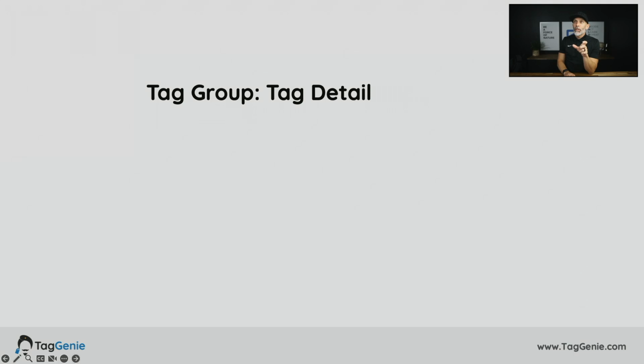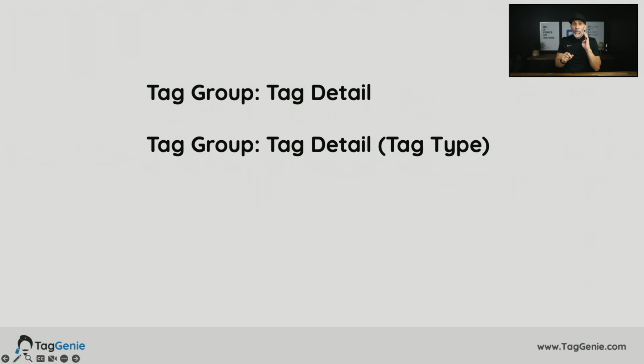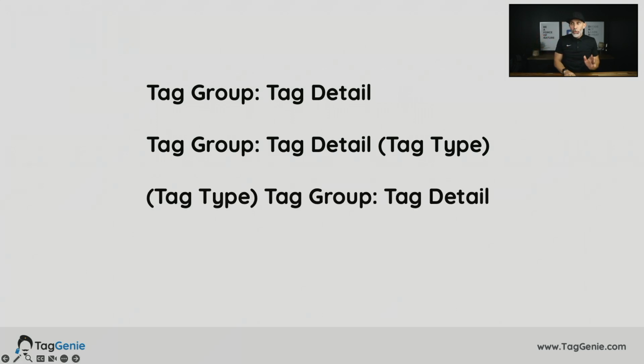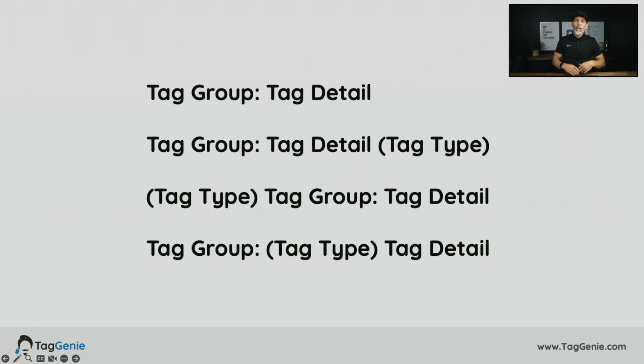1, you're going to name all of your tags, tag group, tag detail, and that's it. Tag type will just be obvious in the name of the tag. 2, it's going to be tag group, tag detail, and then you're going to put tag type at the end. 3, you put tag type at the beginning, then tag group, then tag detail. Or 4, you go tag group, then tag type, then tag detail.